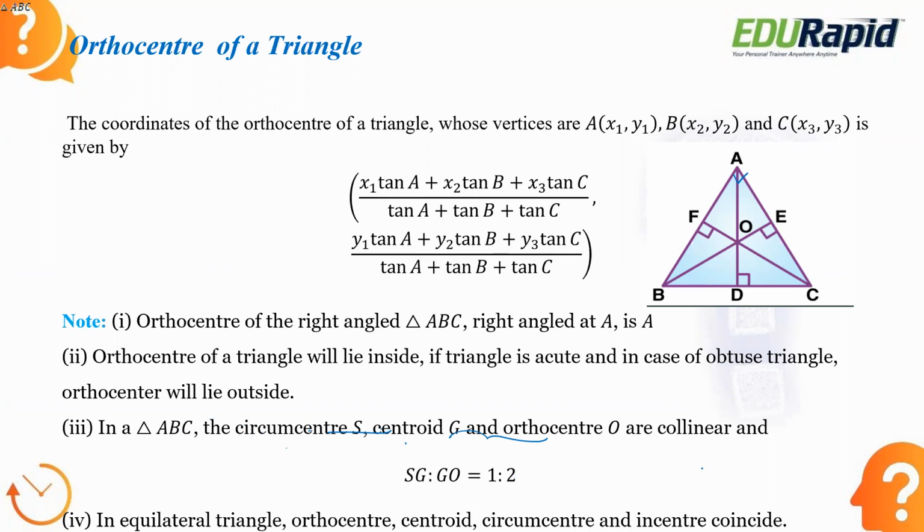And in an equilateral triangle, if all the sides are equal, then you see that all the centers, including the incenter, coincide. They all fall on the same point. They all coincide. Okay.